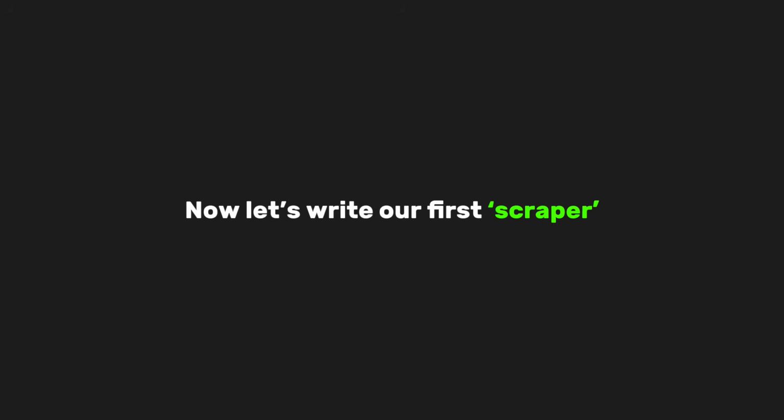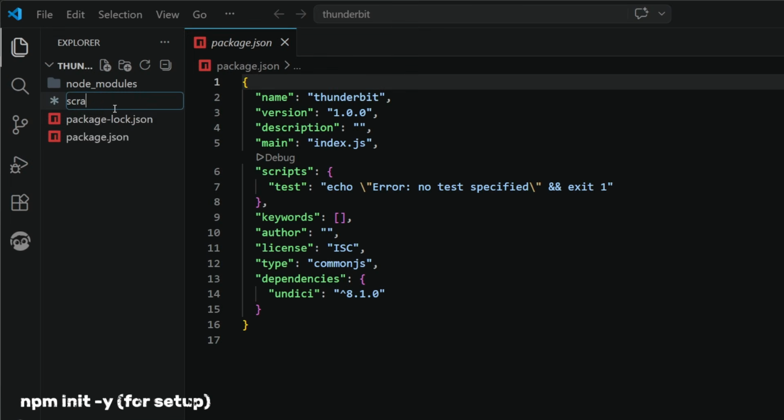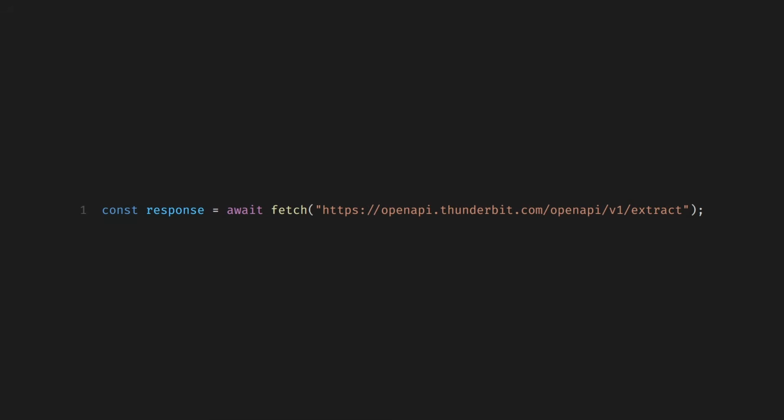Now let's write our first scraper, which honestly doesn't even feel like scraping. Inside my project, I'm going to create a new file called scraper.js. Now first, let's create a constant called response. And this is going to hold our API request. Right now, this doesn't do much. We're just hitting the endpoint.